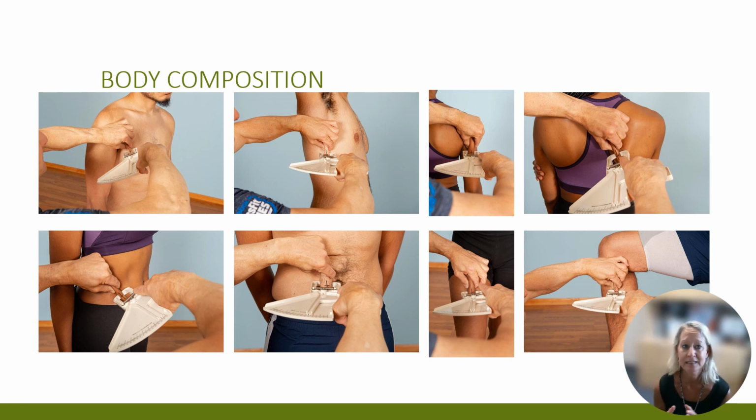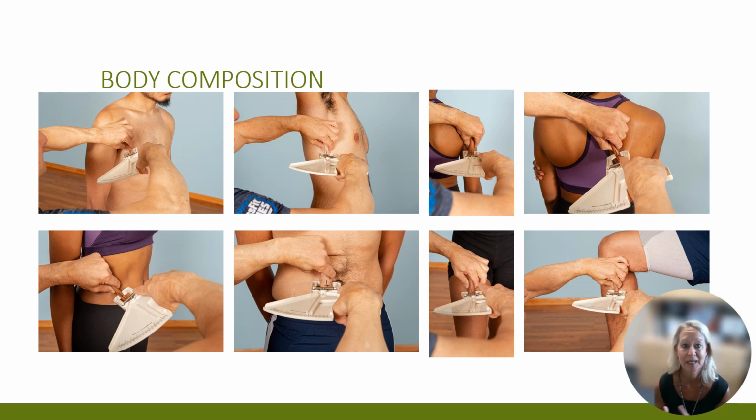The abdomen skin fold is taken vertically, 1 inch to the right of the belly button. And then the thigh: the skin fold is taken on the front of the thigh, midway between the hip and the knee on the anterior aspect of the thigh, making sure that your leg is at a 90-degree angle and resting on the floor. And to add a little bit more, the calf skin fold is taken on the posterior aspect of the lower leg at the widest point of the calf muscle.